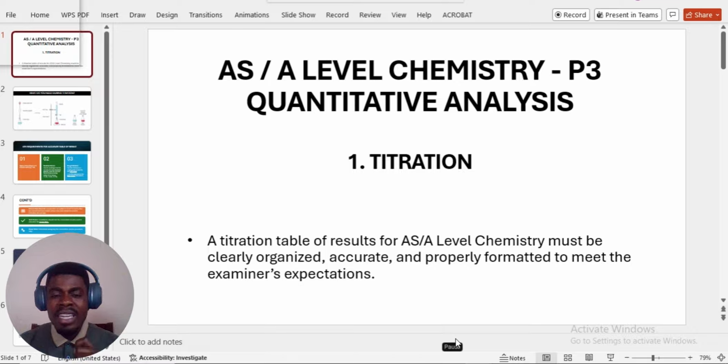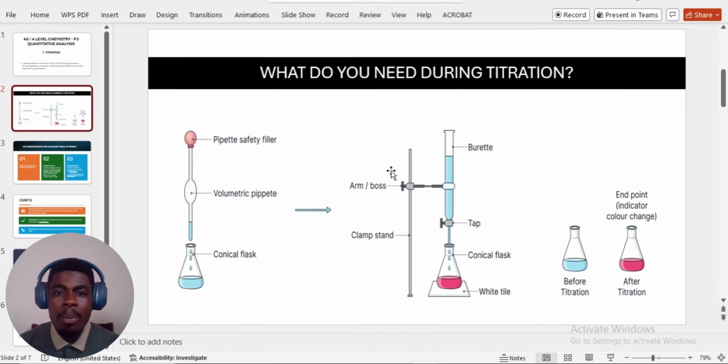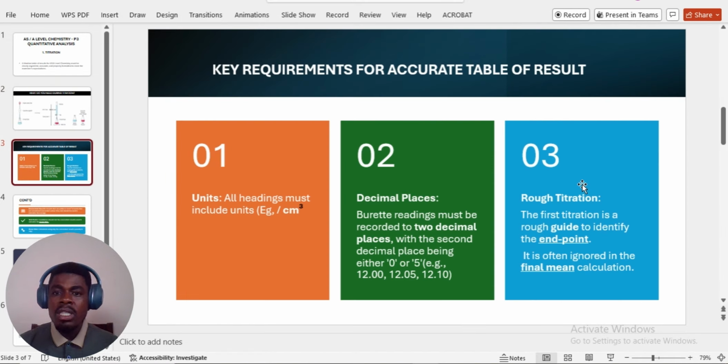That is what we have taken key note of, and we are going to make sure students do the right thing to get the full mark when it comes to accuracy or precision in terms of the table of results. But before that, as a student, you also have to use the lab apparatus to perform one or two titrations before you go to the exams hall. So what do you need before you perform titration? These are a couple of items or apparatus you will need to perform titration, as you can see on the slide. Let's go into the key requirements for an accurate table of results.